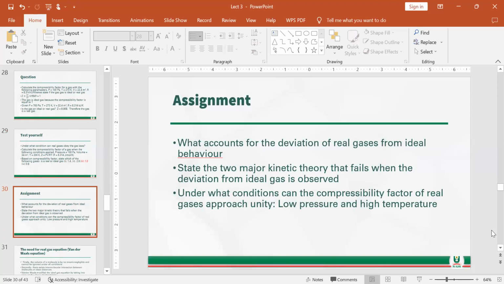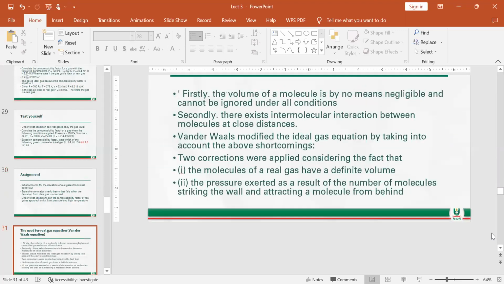So you can see that assignment: what accounts for the deviation of real gas from ideal behavior? State the two major kinetic theory assumptions that fail when deviation from ideal gas is observed. One, the volume of a gas is not negligible. And two, there is attraction between gas molecules. Under what condition can the compressibility factor of a real gas approach unity? That will be low pressure and high temperature. So that is what you can see there.